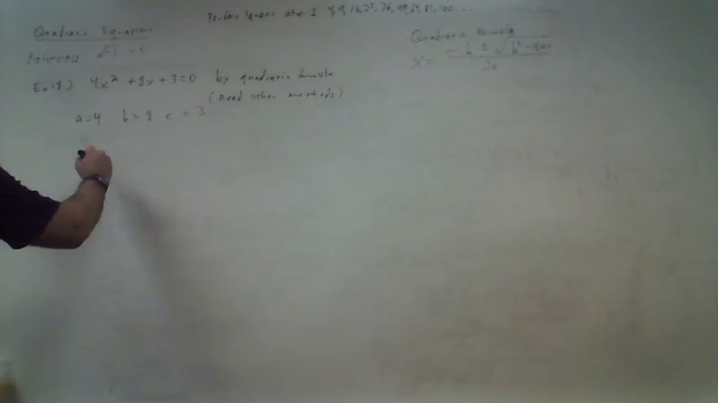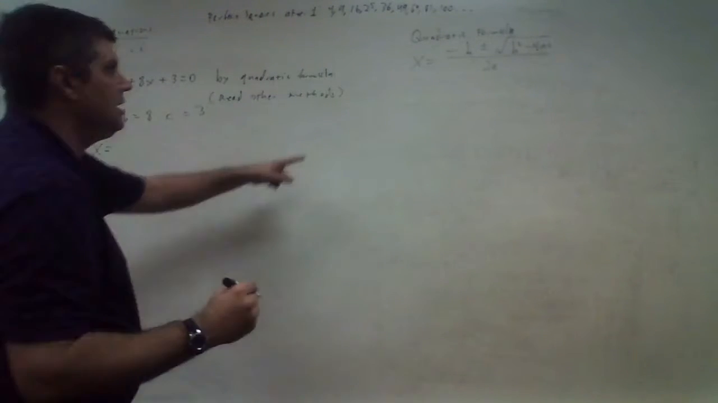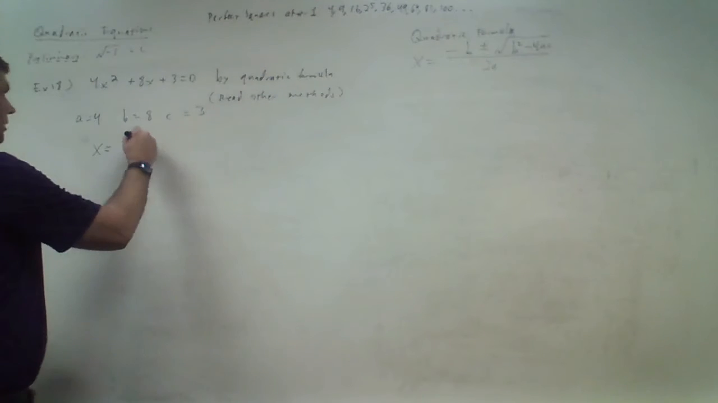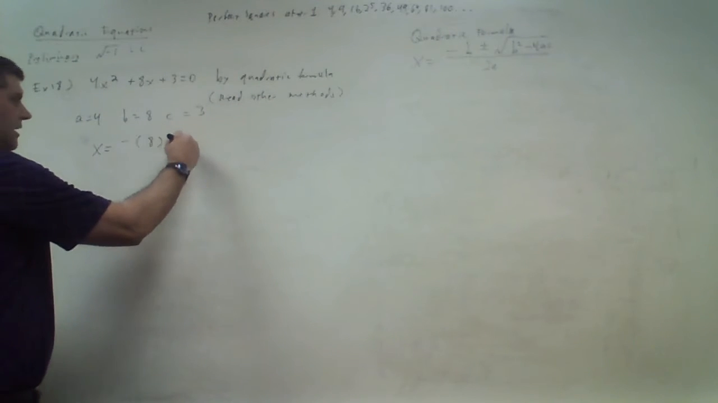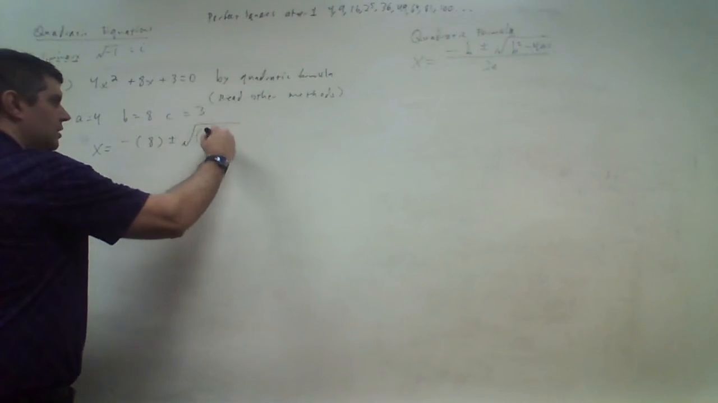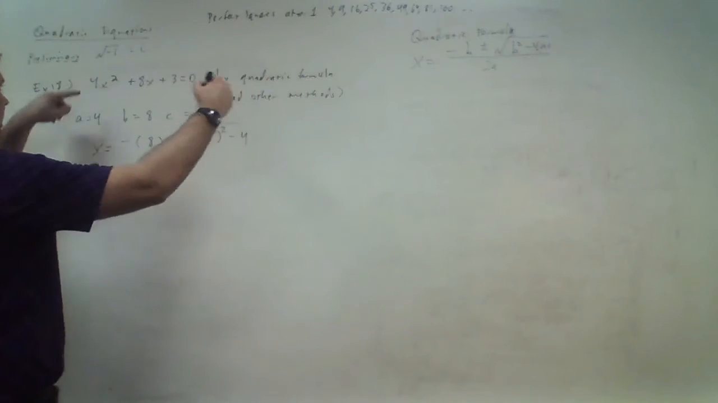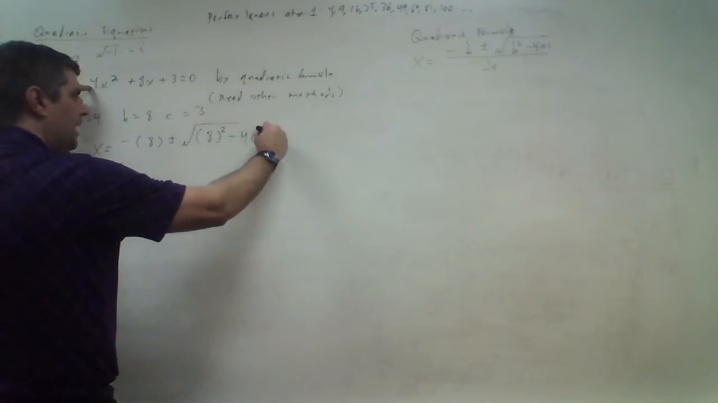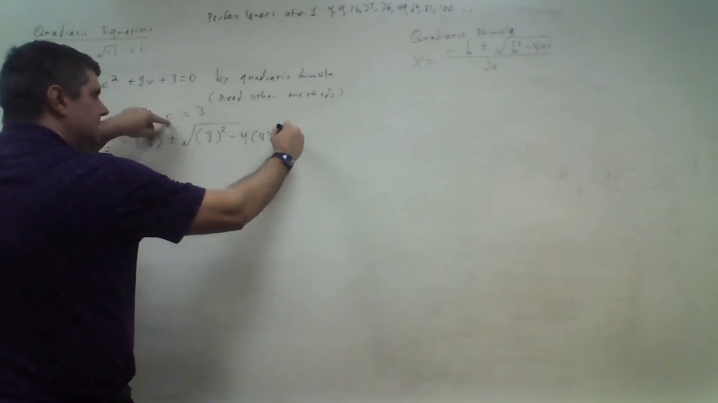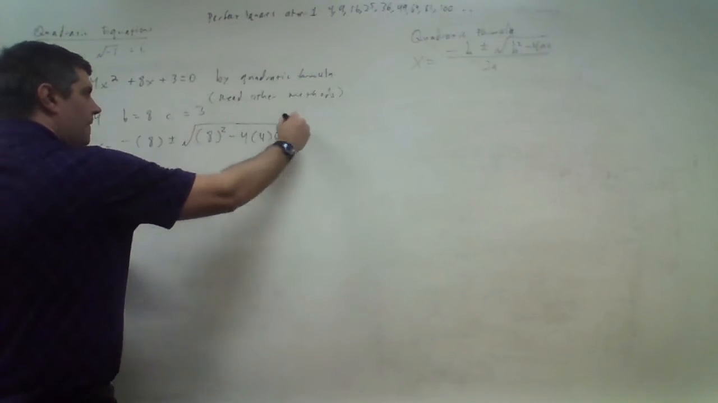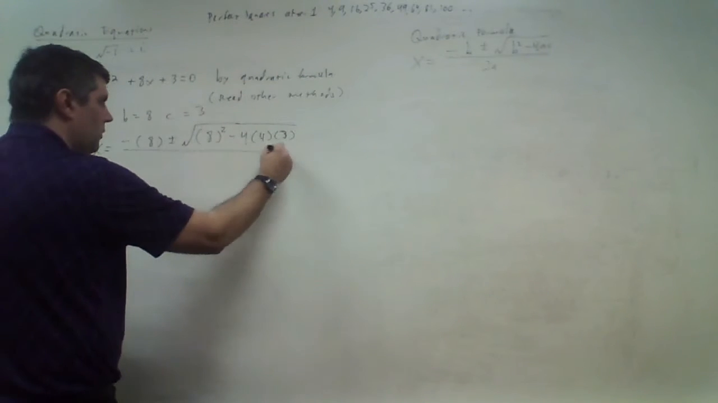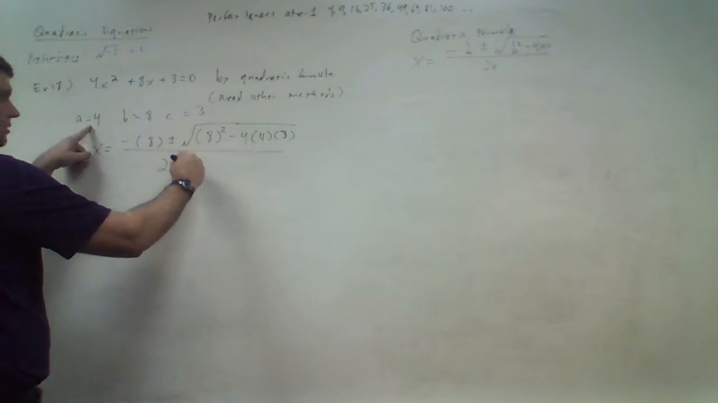So x equals negative 8 plus or minus the square root of 8 squared minus 4, from the formula, 4 because it's A, and 3 because it's C, all over 2 times the 4.